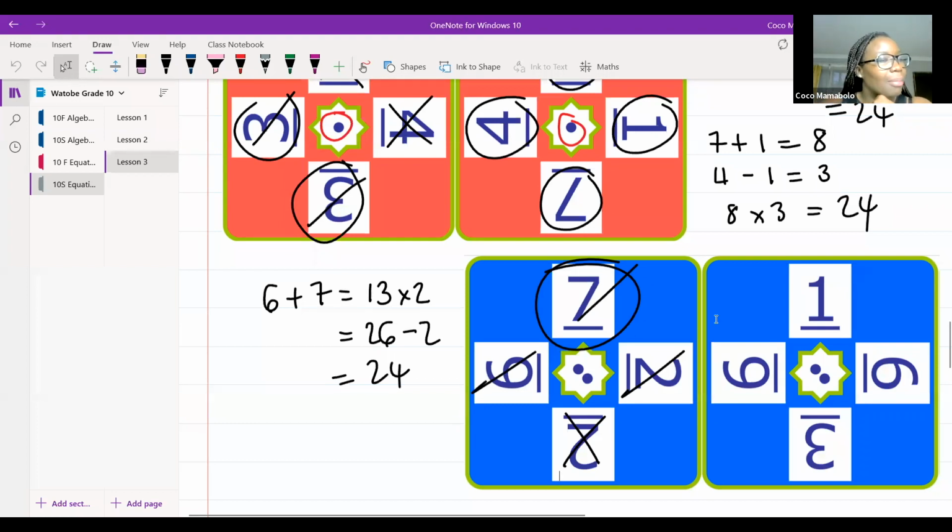6 times 3, that's 6 times 1. Yes, I agree with that one, Mirula, for this one. This one over here, we can go 6 times 3, so we've used that. And then 6 times 1, so we've used those two. 6 times 3 is 18, and 6 times 1 is 6. 18 plus 6 is indeed 24. Well done.